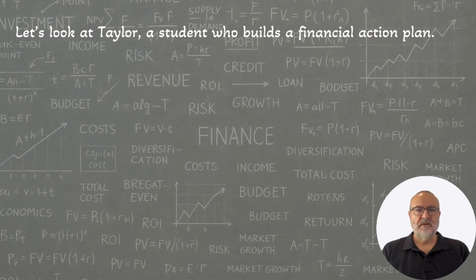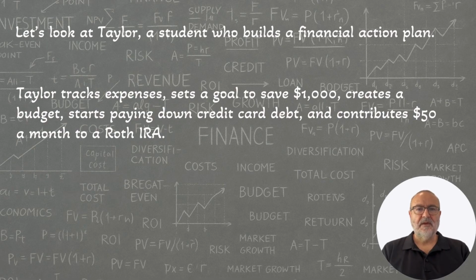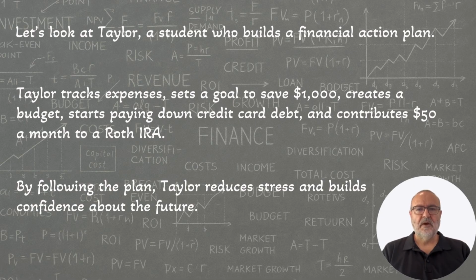Let's look at Taylor, a student who builds a financial action plan. Taylor tracks expenses, sets a goal to save $1,000, creates a budget, starts paying down credit card debt, and contributes $50 a month to a Roth IRA. By following the plan, Taylor reduces stress and builds confidence about the future.